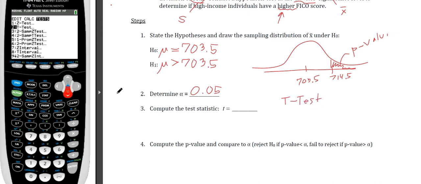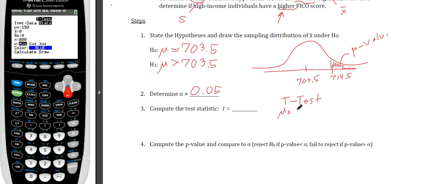If you remember using TInterval back in chapter 9 for confidence intervals, this is going to work in a similar way. T-Test is going to ask a lot of similar questions. First, it'll ask either data or stats. Data means you have a list of information, and stats means you have the statistics from that information. Here we don't have the actual lists of data. We have the statistics given to us. We have the sample mean, the sample standard deviation, all that's provided. So we should go into stats.